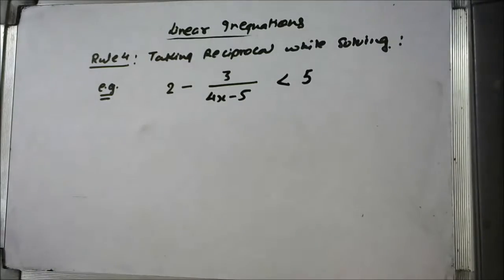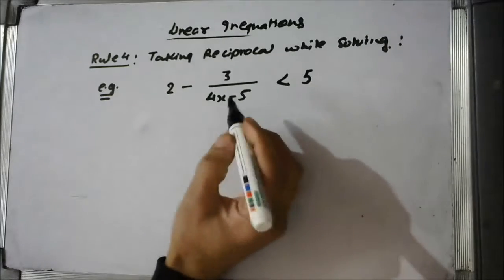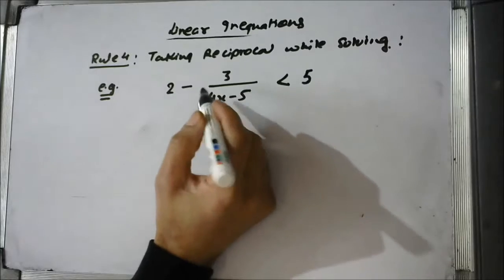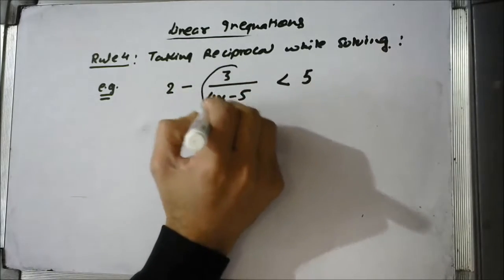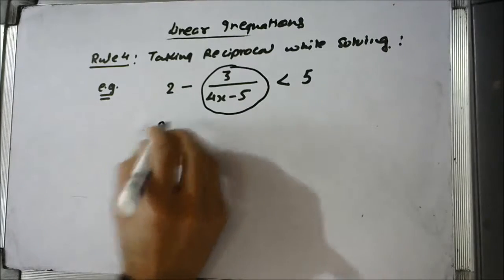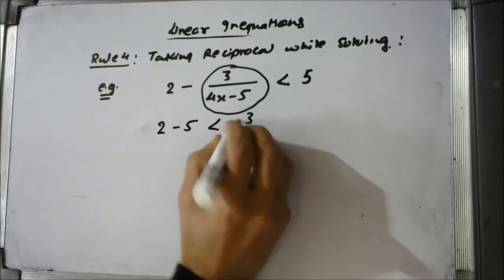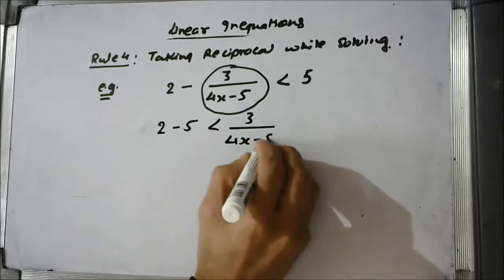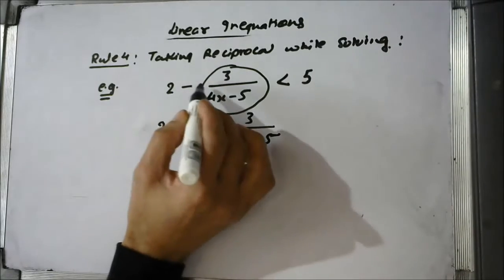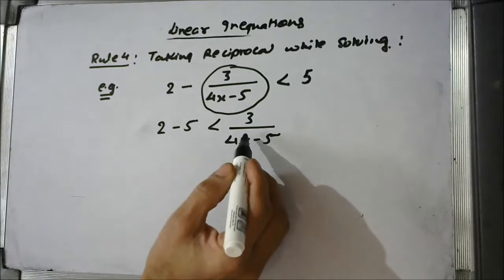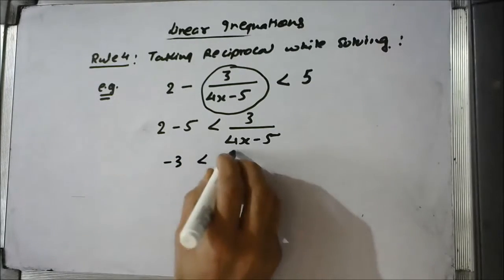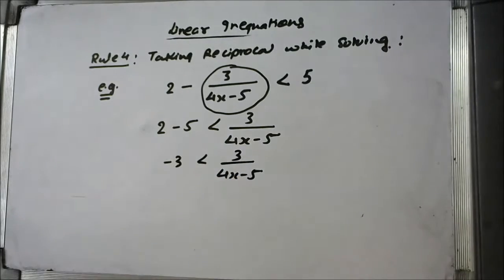This is a simple example to illustrate various steps that need to be applied while solving the inequations. Now, as before, we can either transfer 2 to the right or this factor to the right. I find more comfortable transferring this factor. So, just a matter of personal choice. 5 comes to the left, its sign changes. Variable factor goes to the right, its sign also changes. At this stage, I will take reciprocals.